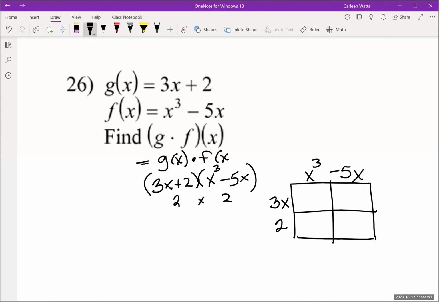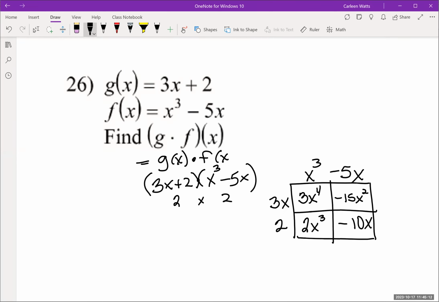The box is not gone. No, it's coming back. Okay. 3X times X cubed is 3X to the 4th. 3X times negative 5X, negative 15X squared. 2 times X cubed is 2X cubed. And 2 times negative 5X is negative 10X.